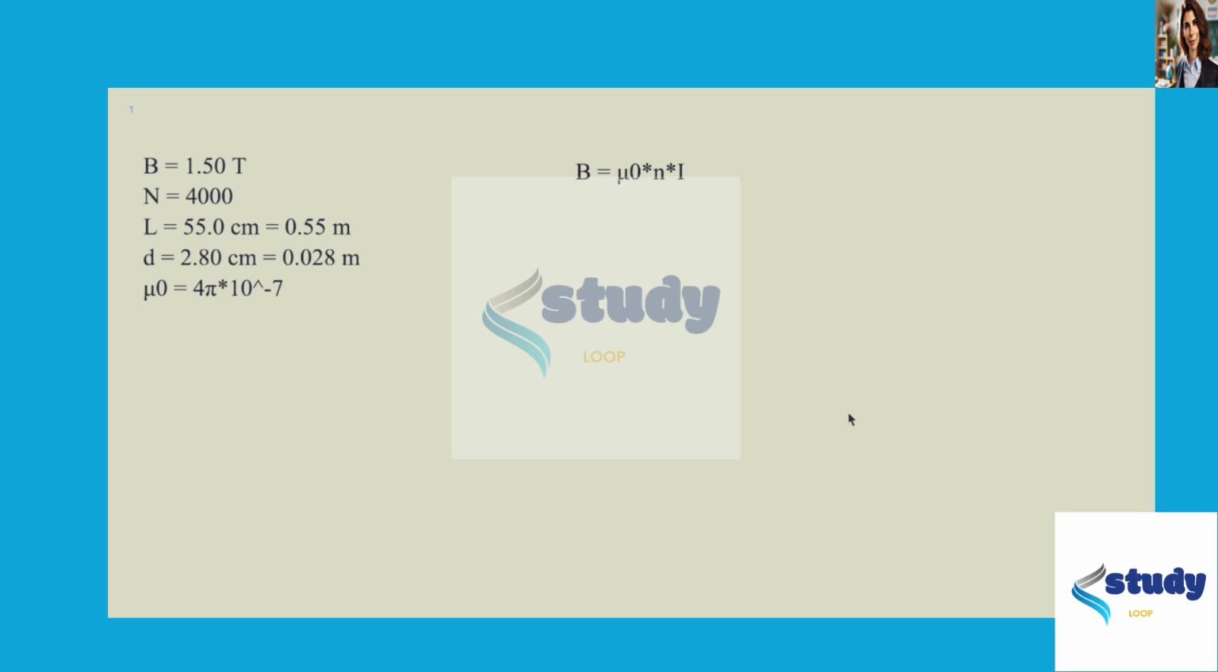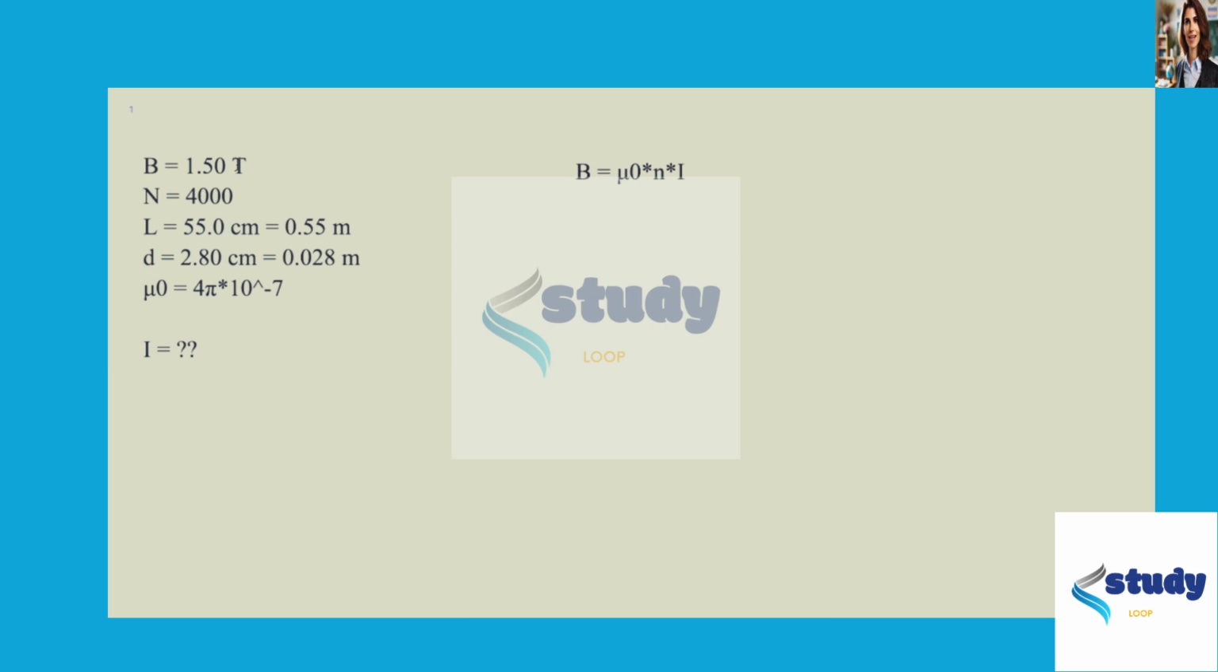Okay, we're looking at question 28.42. We have a long solenoid and we're given the magnetic field that we want for the center of the solenoid, and we're asked to find the current. So over here on the left, I've listed the information that we have.